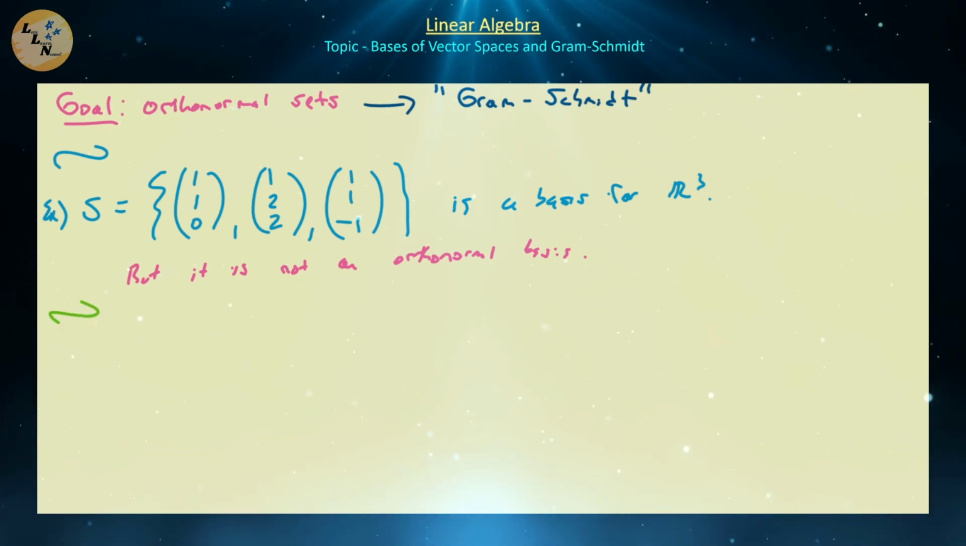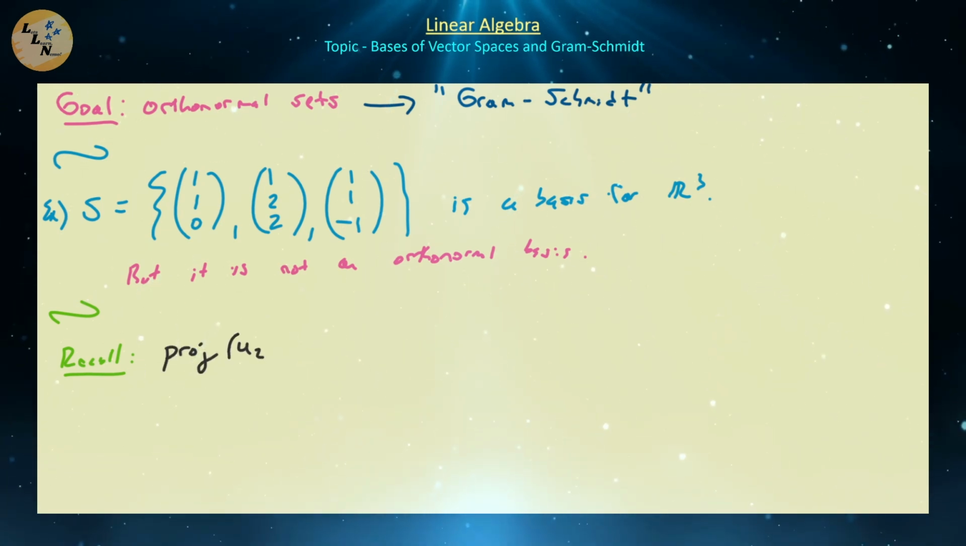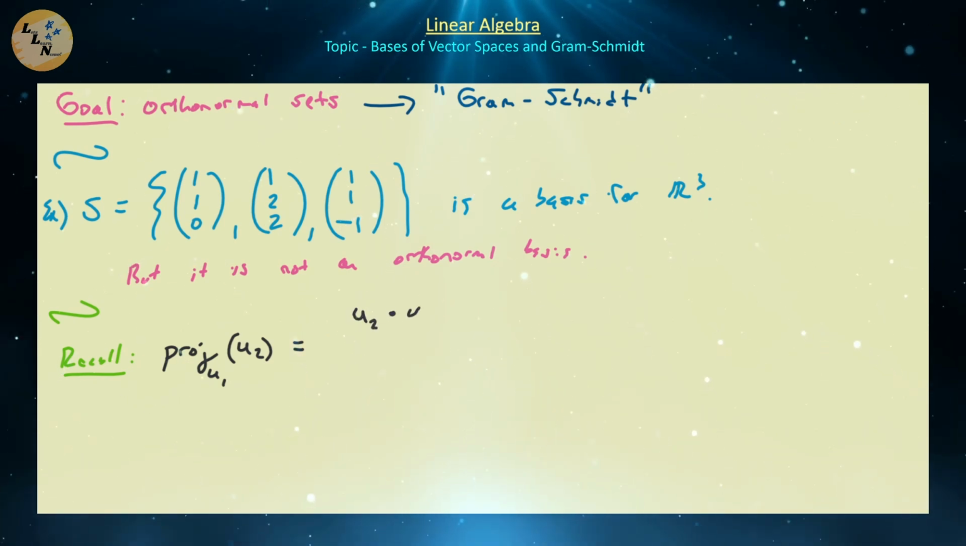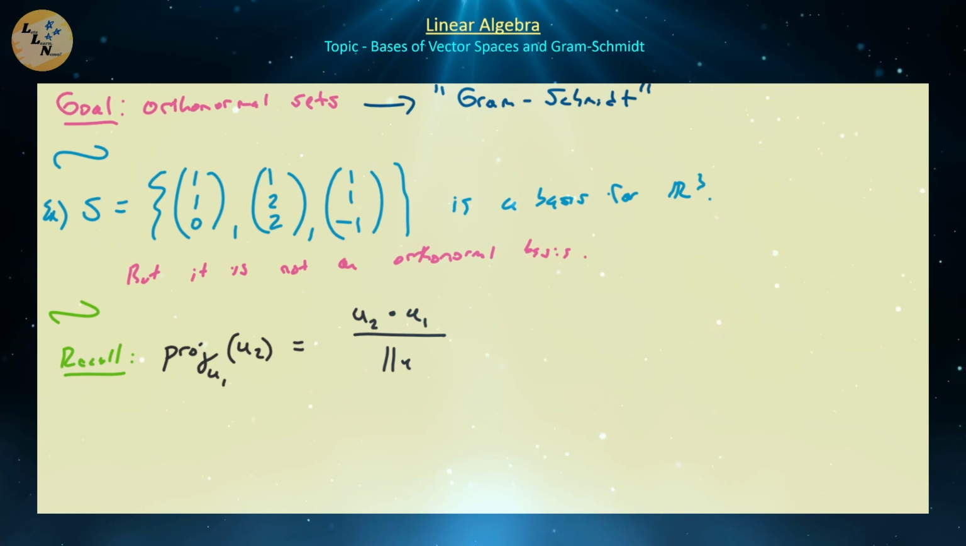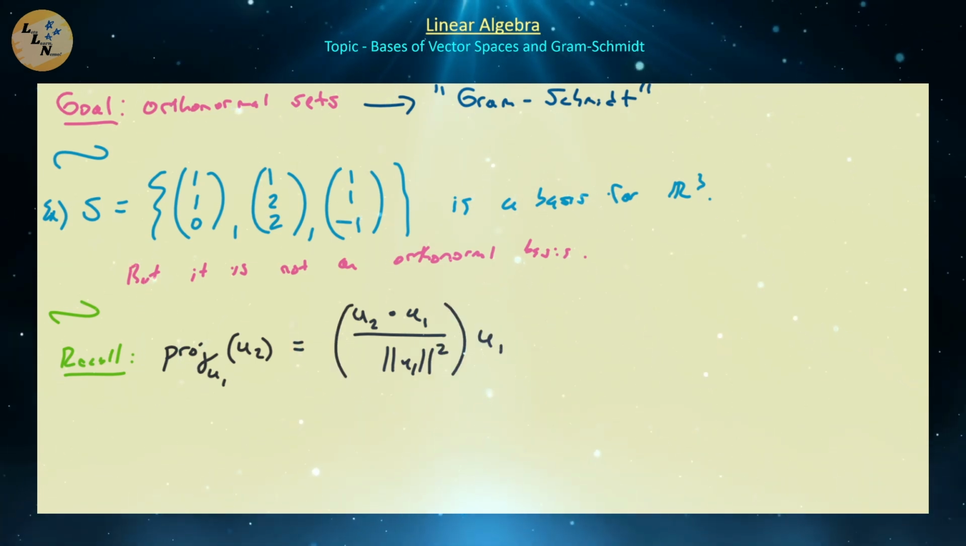so yeah, those are easy to verify. All right, so before we get into that, let's just recall a property that we discussed some time ago, and that's the projection of vectors onto vectors. So the projection of vector u2 onto vector u1 is going to be equal to u2 dot product u1 divided by the norm of u1, the quantity squared, times the vector u1. Right? So that's the projection of one vector onto another.